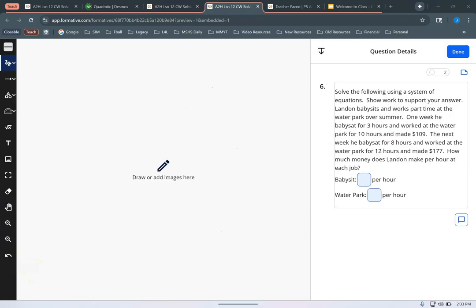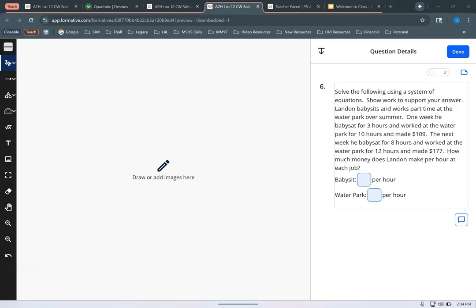Again, we're solving this with a system of equations. Landon babysits and works part-time at the water park over the summer. One week he babysat for 3 hours, worked at the water park for 10 hours, and made $109. The next week he babysat for 8 hours, worked at the water park for 12 hours, and made $177. We're looking for how much money Landon makes per hour at each job. So this is not a number of hours, this is not an amount. This is more like a value, like a dollar amount answer.